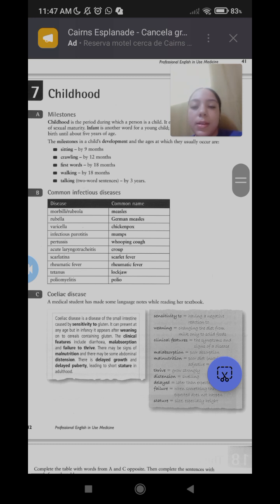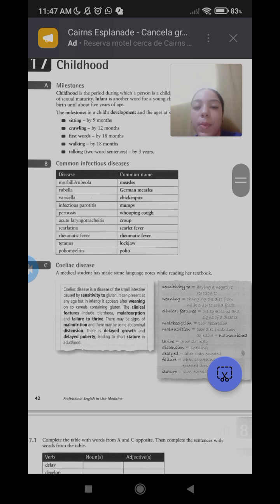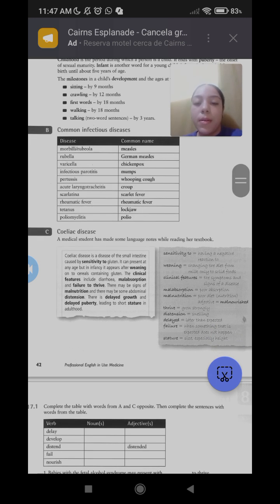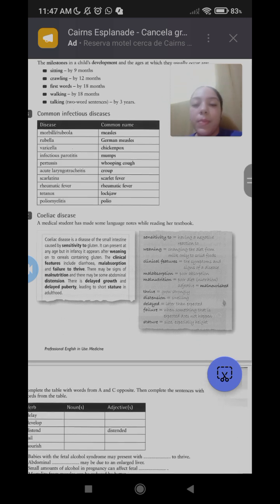Common infectious diseases. Morbilli or rubeola, common name is measles. Rubella, German measles. Varicella, chicken pox. Infection of the parotids, mumps. Pertussis, whooping cough. Scarlatina, scarlet fever. Rheumatic fever. Tetanus, lockjaw. Poliomyelitis, polio.